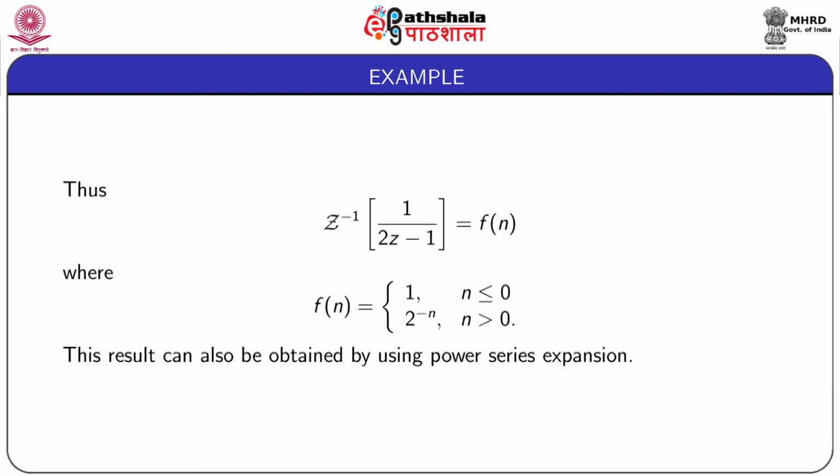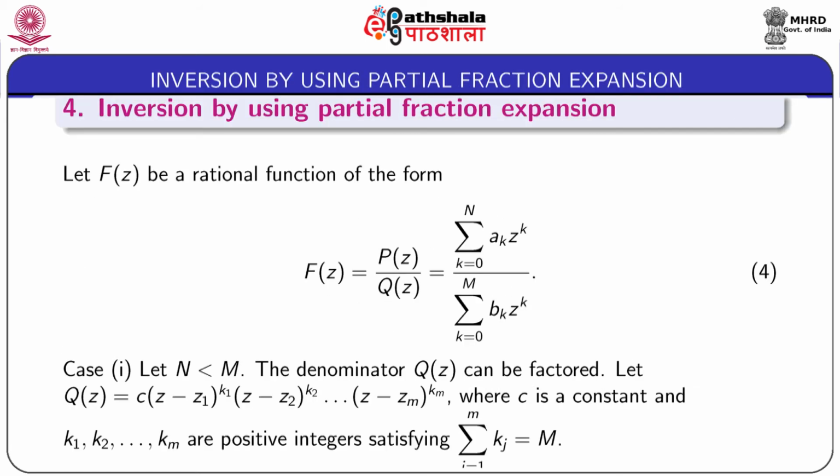Thus, the inverse Z transform of 1 by 2 to the power z minus 1 is equal to fn, where fn equals 1 for n less than or equal to 0 and equals 2 to the power minus n for n positive. We can obtain this result also by using power series expansion. Next we come to another method of finding the inverse Z transform. This method is based on using partial fraction expansion.